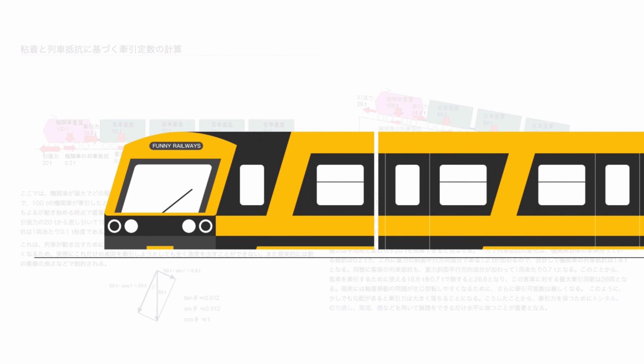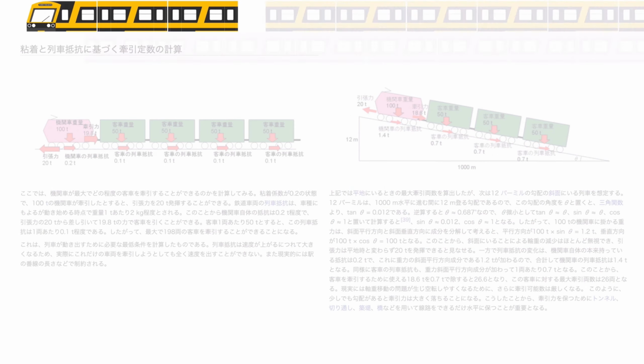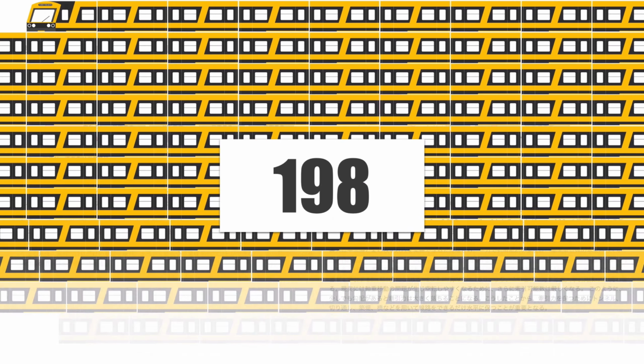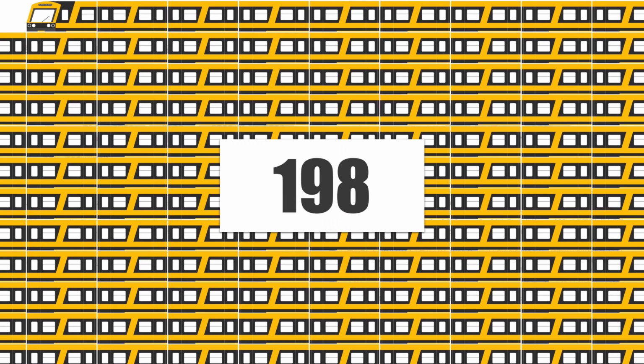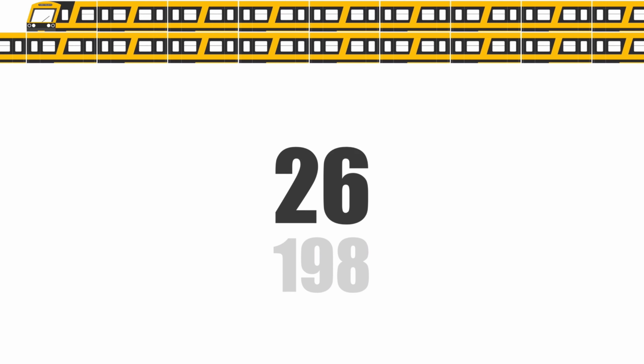Assuming that a locomotive with the same traction could have originally hauled 198 carriages in a perfectly horizontal environment, at a 1.2% slope, which has only been lifted 12 meters in 1,000 meters, it can only pull 26 carriages. Trains have limited traction power, so what should be done when the natural slope exceeds the maximum traction capacity?